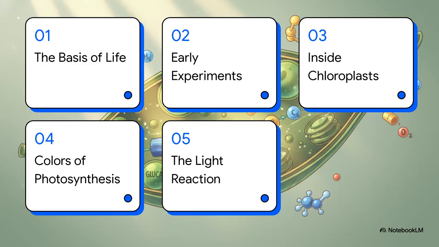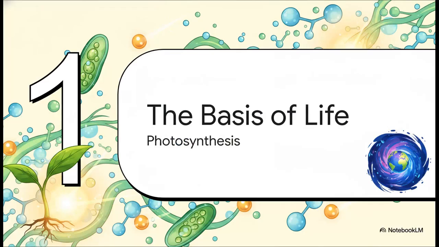Here's our roadmap for today. We'll kick things off with the macro-level stakes of survival in the basis of life, then trace the history in early scientific experiments. After that, we'll step inside the chloroplast, analyze the colors of photosynthesis, and finally get down to the actual quantum physics in the light reaction. Let's get into it. Section 1.